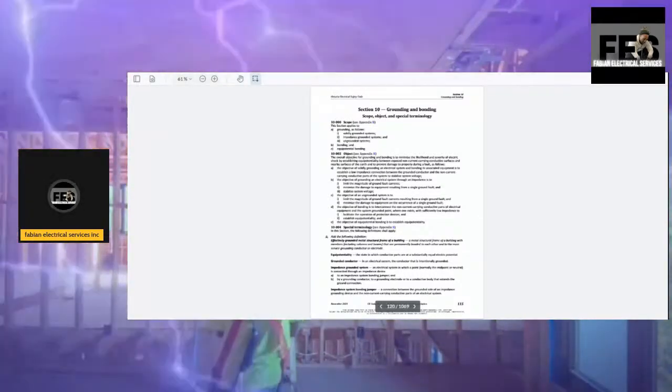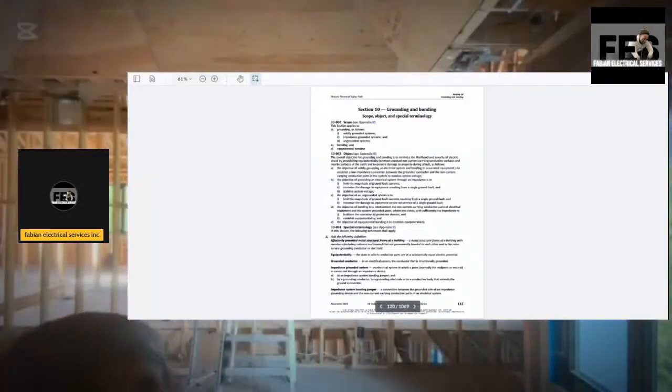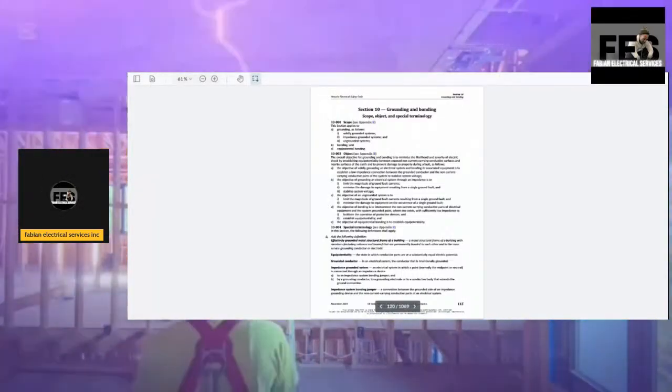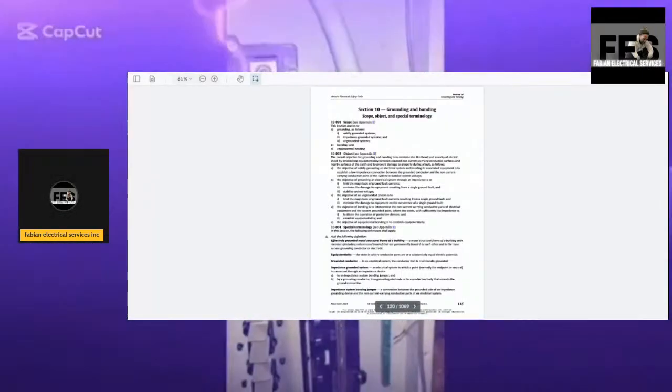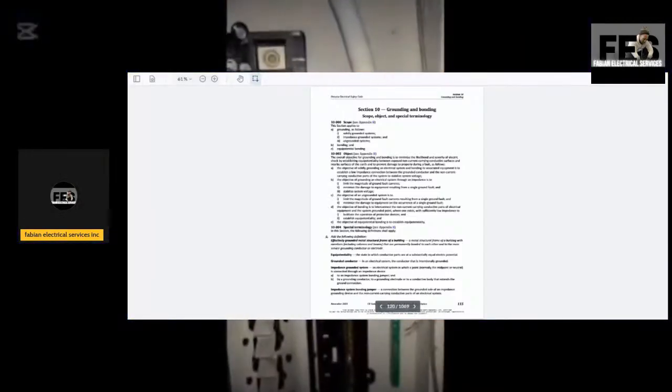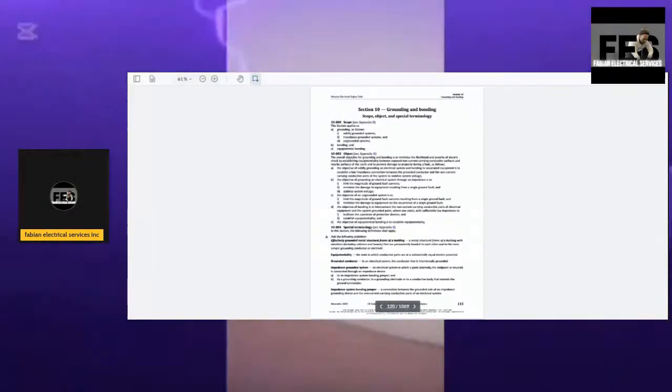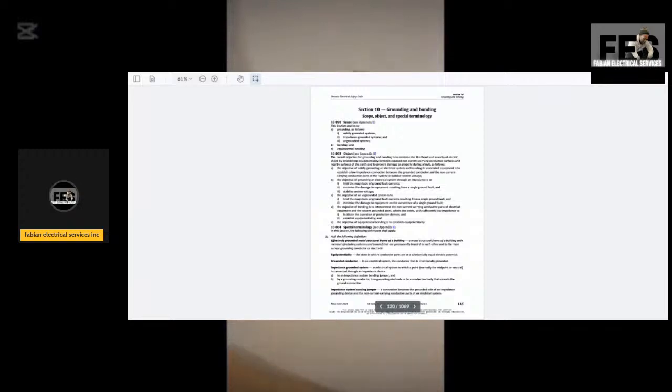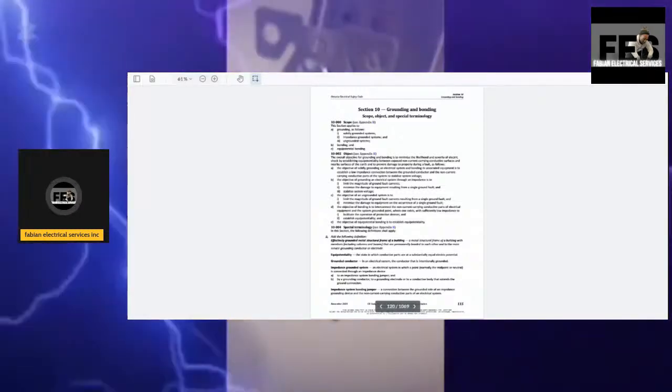The objective of grounding an electrical system through an impedance is to limit the magnitude of ground fault currents, minimize the damage to equipment resulting from a single ground fault, and stabilize system voltage.